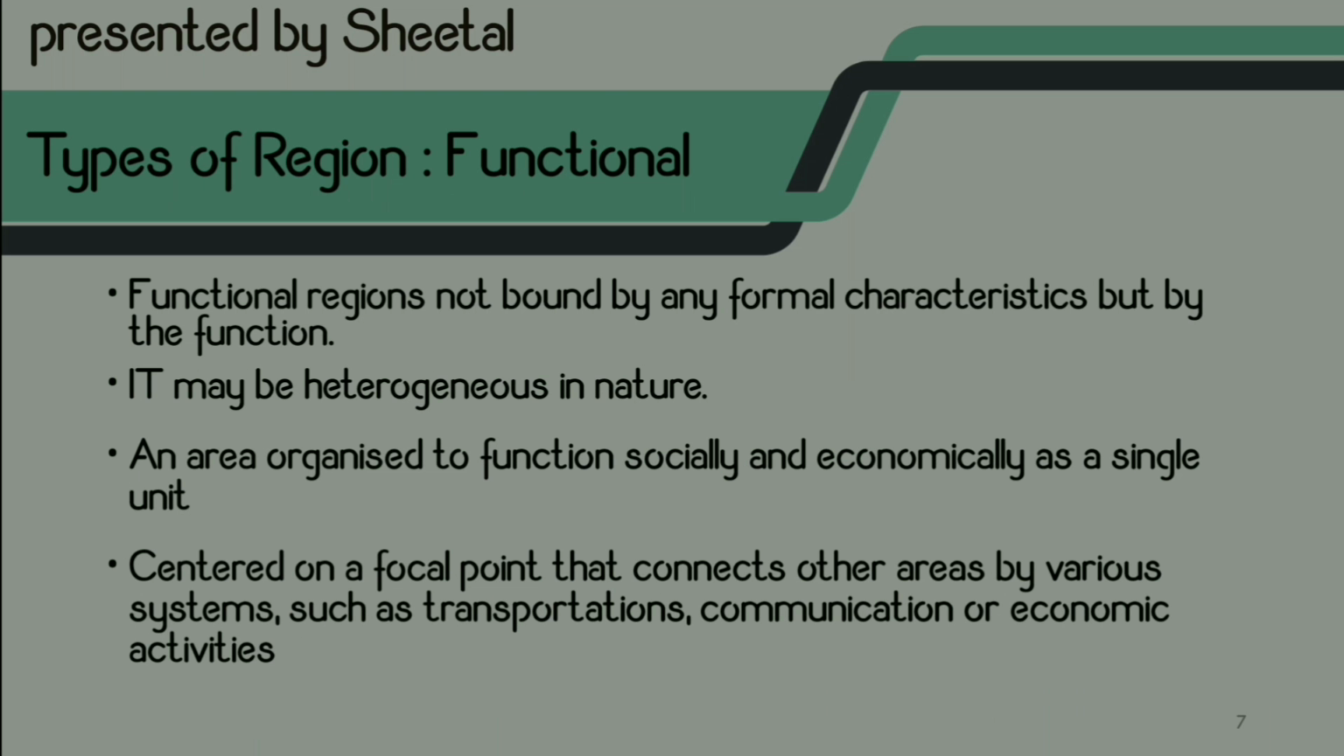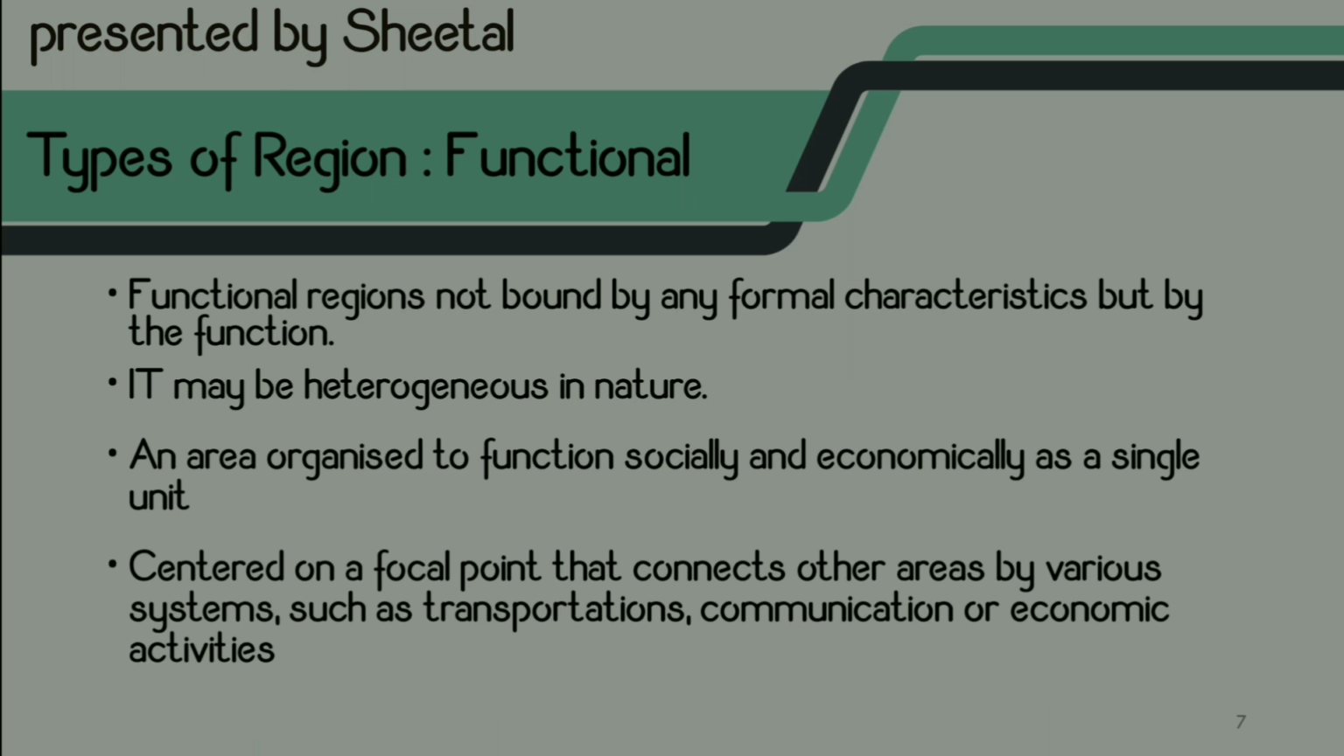Now the next type is the functional region. Functional regions are not bound by any formal characteristic but by function. They don't follow a common characteristic like the climate or anything else. Those common characteristics are not determined, but the function is determined. What type of work is done, what type of function is done, that is the main goal of a functional region.